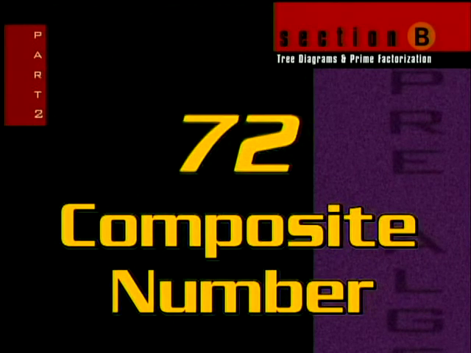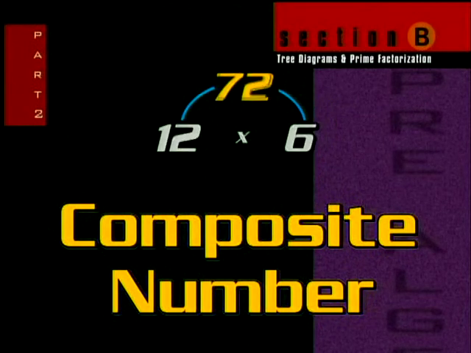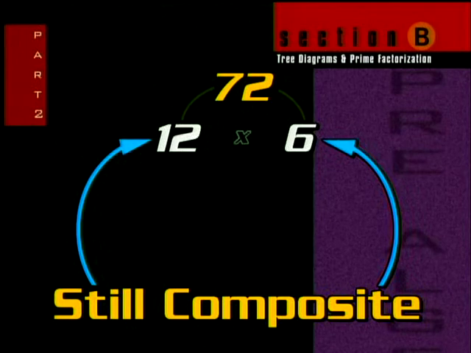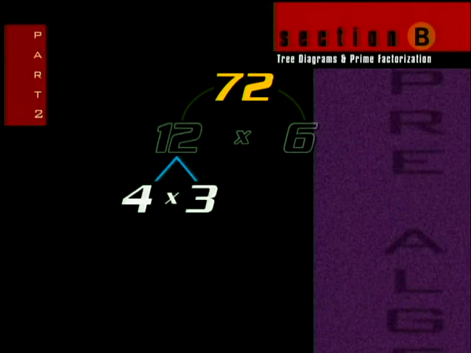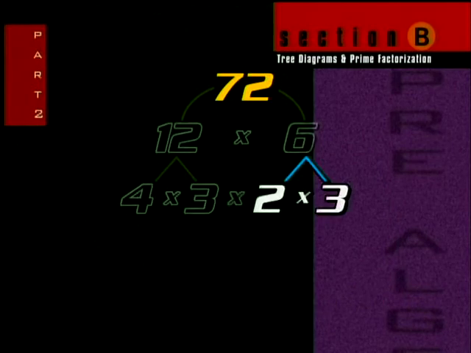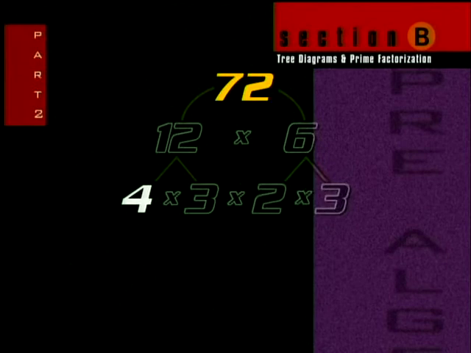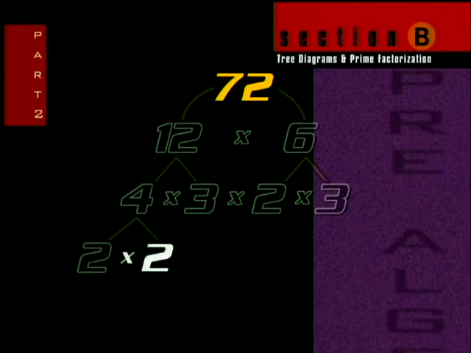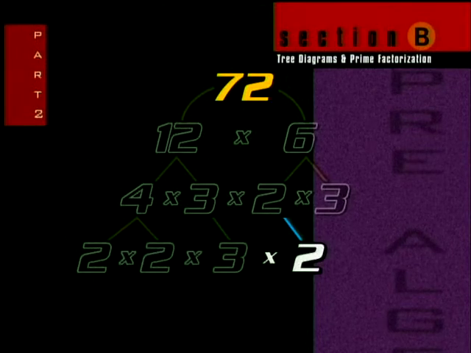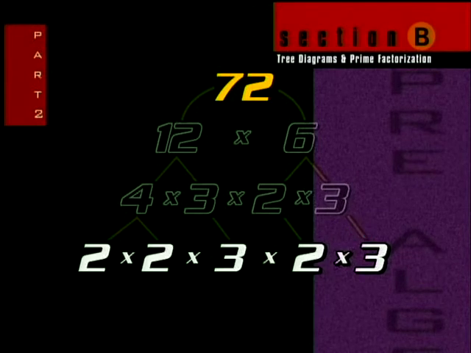Check it out. Say we've got the composite number 72, and we factor it down to 12 and 6. We can't go home yet because these numbers are also composite, and we got to factor until we've got all prime numbers. So, 12 will factor into 4 times 3, and 6 factors into 2 times 3. Then our 4 factors down even further into 2 times 2. So now we've got 2 times 2 times 3 times 2 times 3.